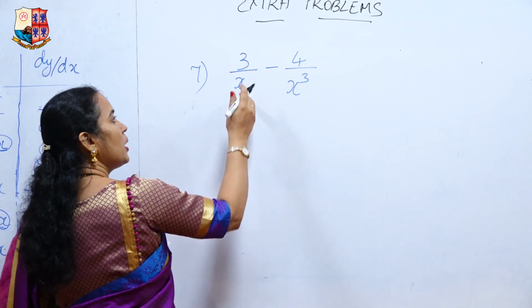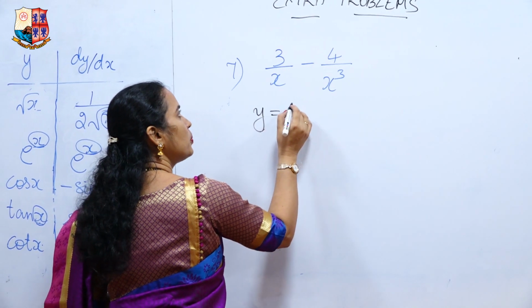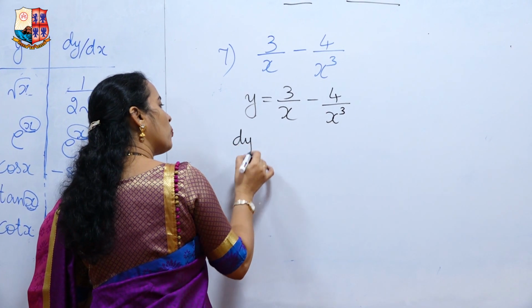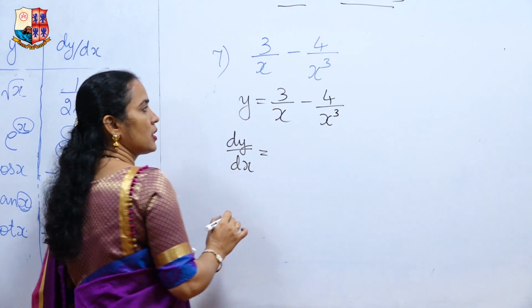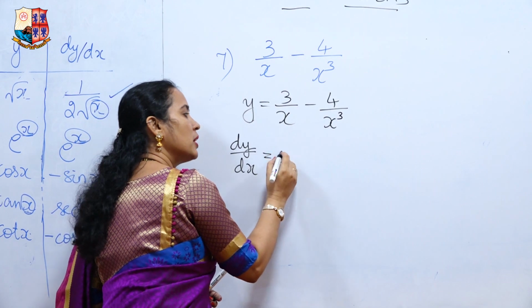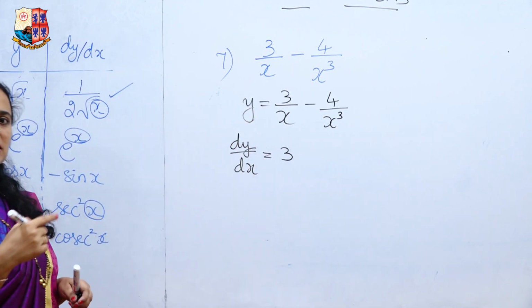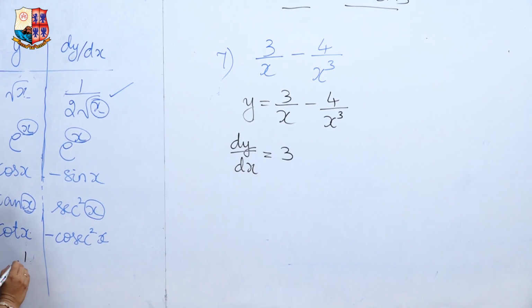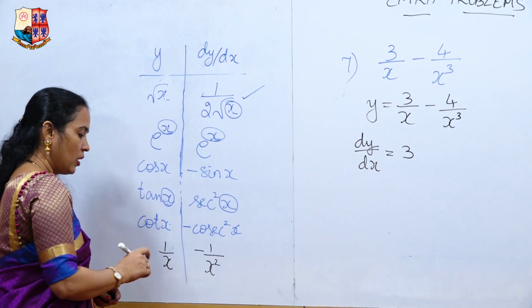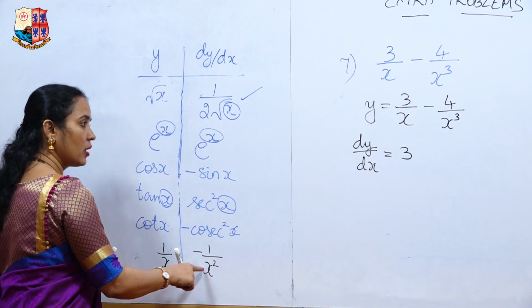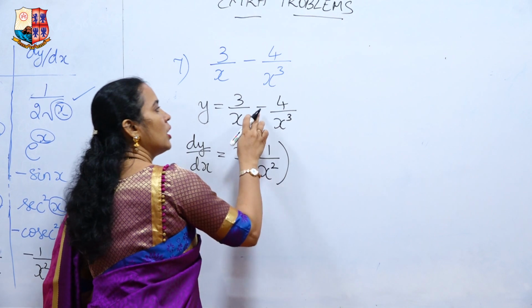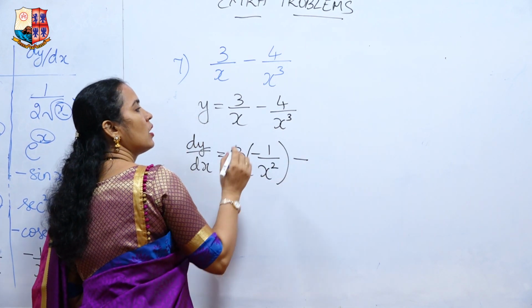Seventh problem, 3 by x minus 4 by x cube, take it as y. Differentiate y with respect to x, dy by dx. Now this is 3 into 1 by x. So constant in multiplication will be as it is. 1 by x when you differentiate, recall, 1 by x when you differentiate you will get minus 1 by x square. You are using x to the power n form over here. Similarly here you will get minus 1 by x square. You have minus here, put the sign as it is.